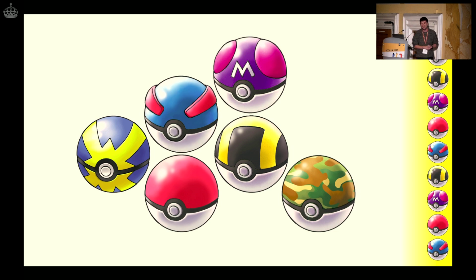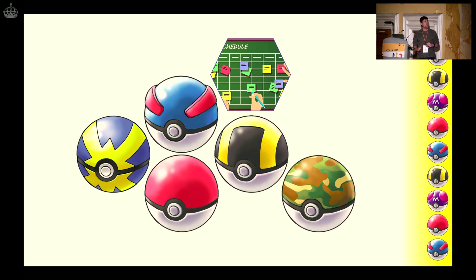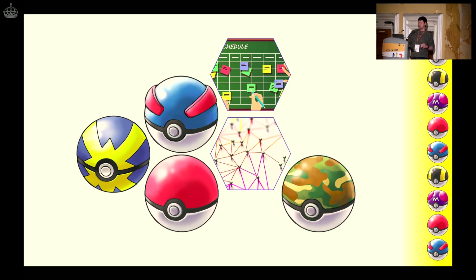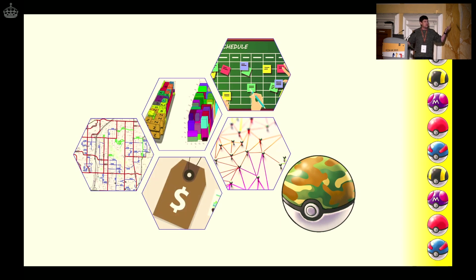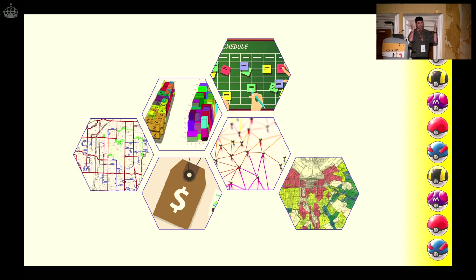Why did I do this? What I want to show you is that this problem and these solution methods are used all the time in managerial problems. Anything to do with scheduling, timetabling, staff rostering, coverage on networks, bin packing, transportation problems, so finding the greenest way around, pricing and urban planning. These are all essentially the same problem.